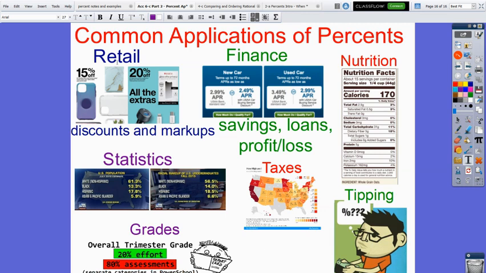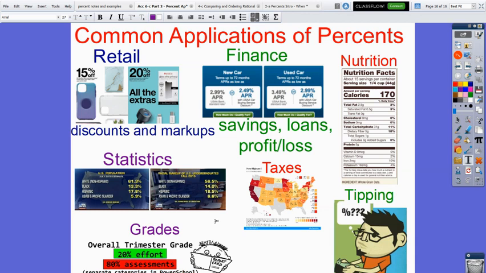Percents are used everywhere. They're used when you go shopping, in retail, where you have sales that are percents off and stores mark up their prices by a percent. We'll have a whole lesson on that later on in the unit. Same thing with finance. When you have a savings account or if you take out a loan, you have to pay extra money on those things, or there's extra money that is called interest. We'll have a whole topic on those later.